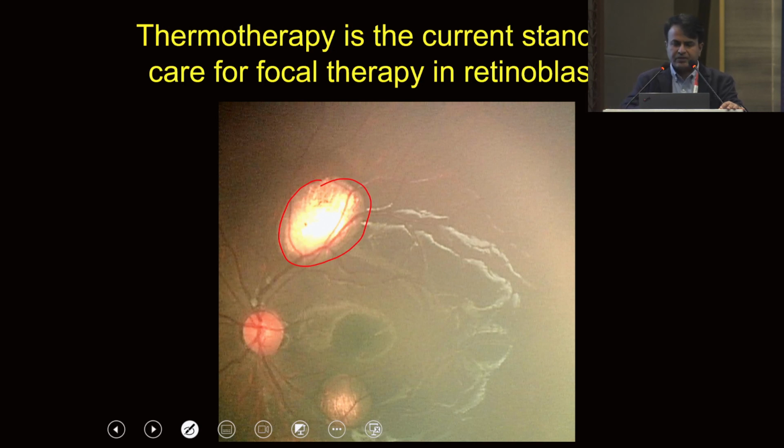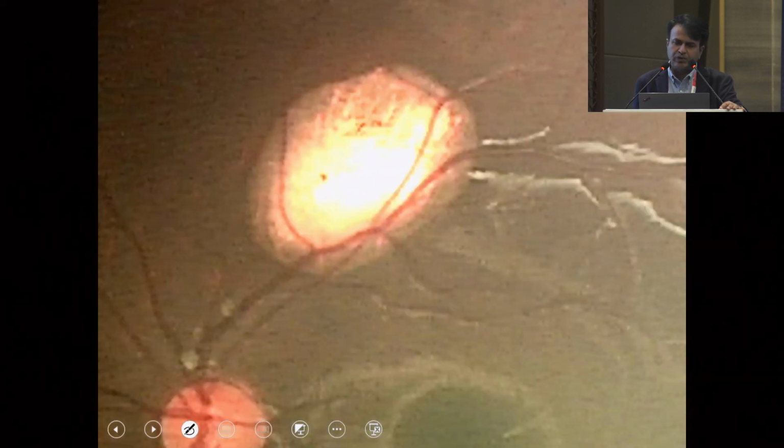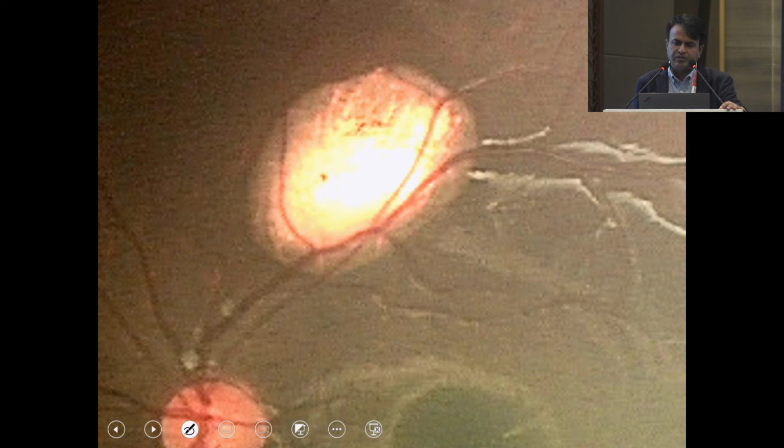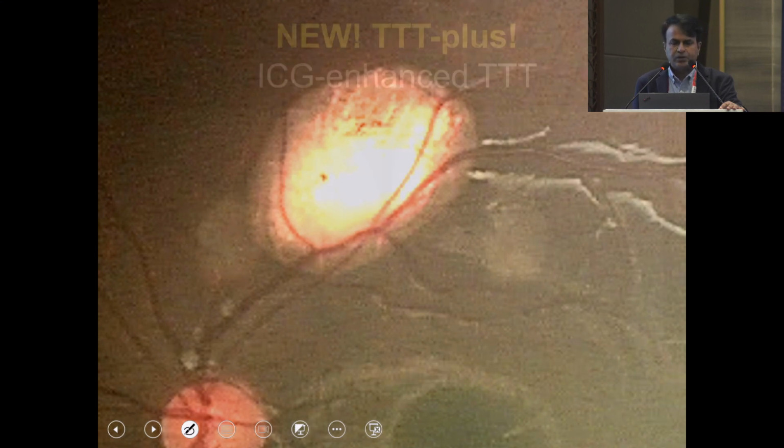And the blood vessel that passed through this tumor, you can see that that's a very small, subtle scar, and the blood vessels are classically patent. So that's the advantage that you have with TTT over photocoagulation. It's a magnified view of the same. You can see even the smallest blood vessels have been spared with this technique, and they don't get scarred at all.